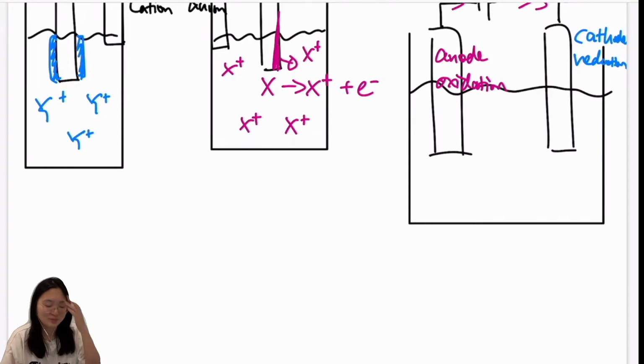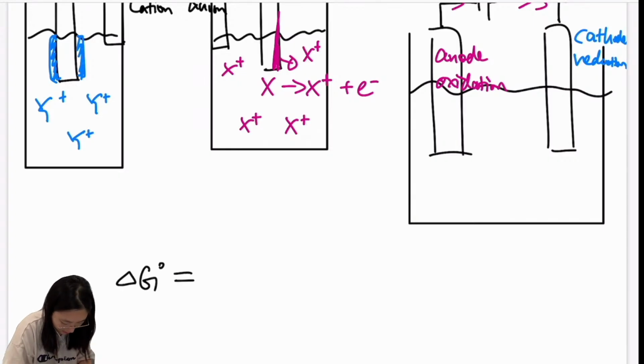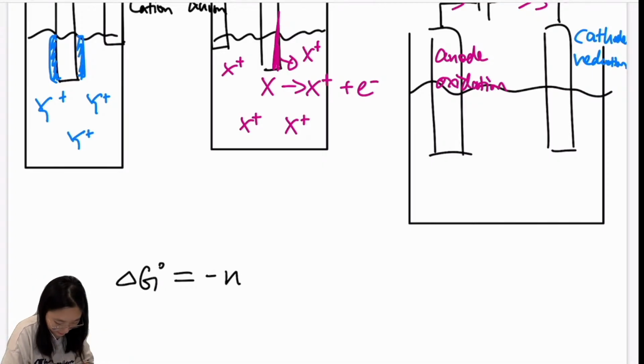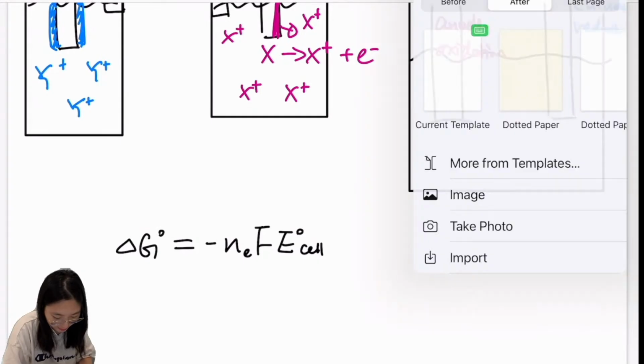Okay, and now let's talk about how the redox reaction is related to the Gibbs free energy. So Gibbs free energy delta G under the standard condition is equal to the negative of the number of moles of electrons transferred multiplied by the Faraday's constant multiplied by the cell potential. Okay, so we know how to calculate the cell potential, right?